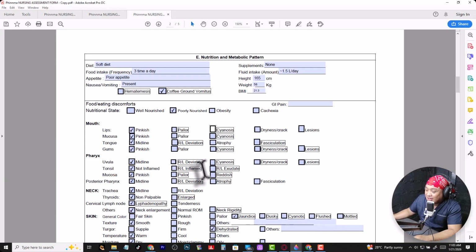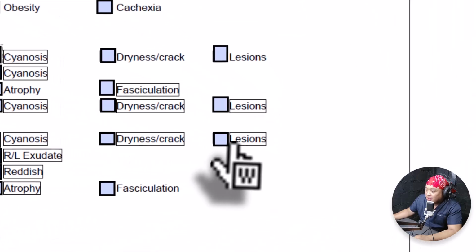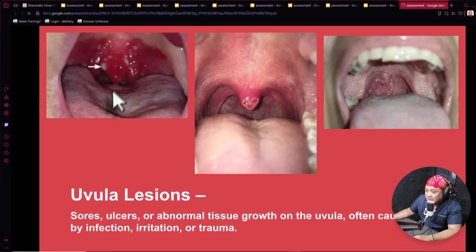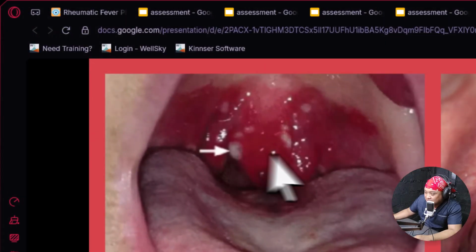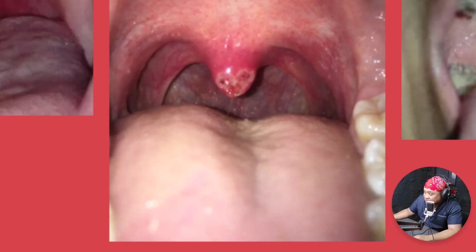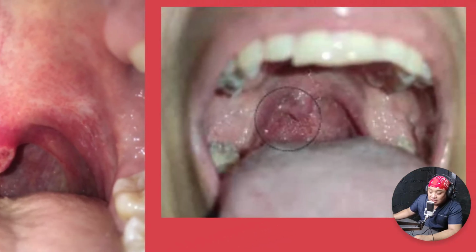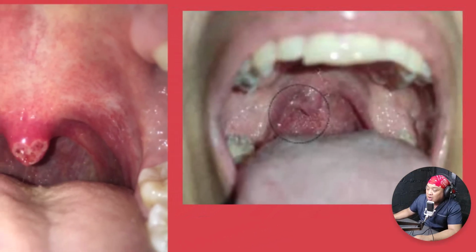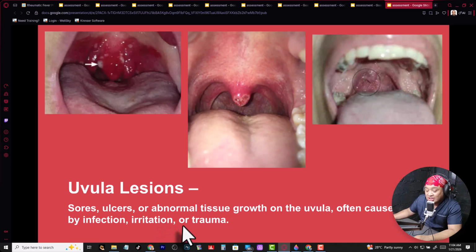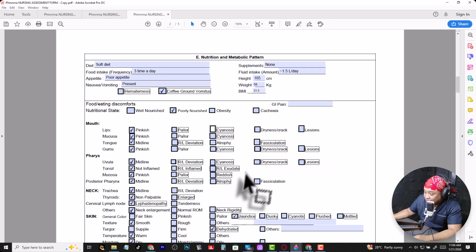Okay, let's move on. Now let's move on to the next. We have the lesions also. So there you go. So the lesions dito, makikita nito yung mga pus diyan, yung mga samad. See? So sores, ulcers, or abnormal tissue growth on the uvula, often caused by infection, irritation, and trauma.